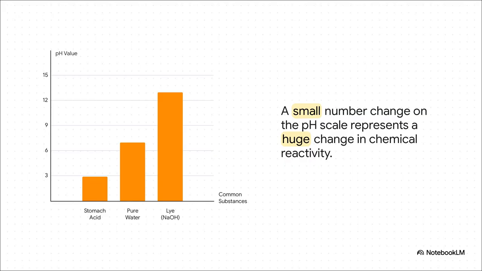We measure just how acidic or basic something is using the pH scale. And as you can see here, it's a huge range. But what's really crucial to get is that the pH scale is logarithmic. What does that mean?